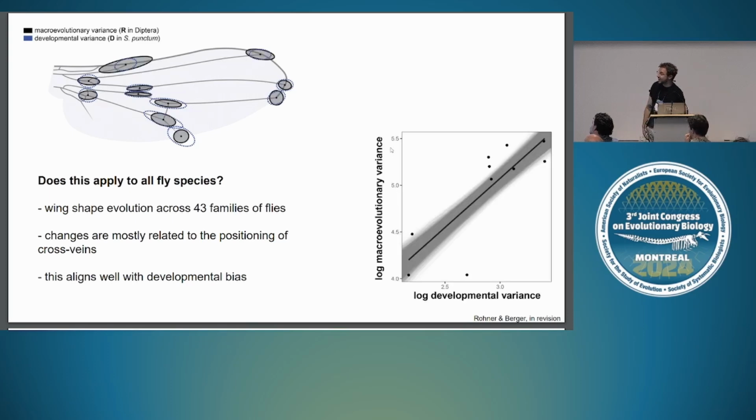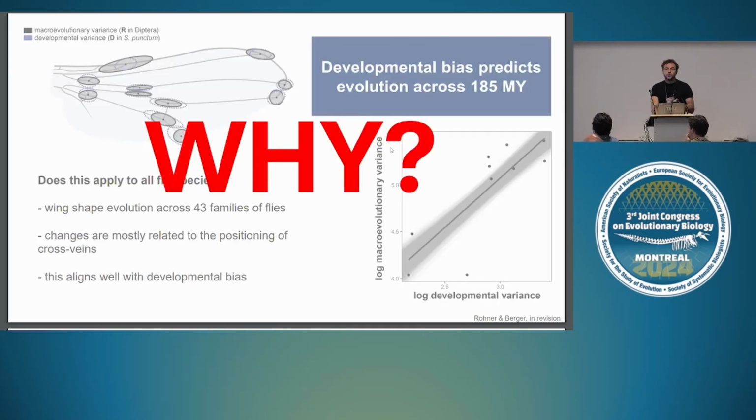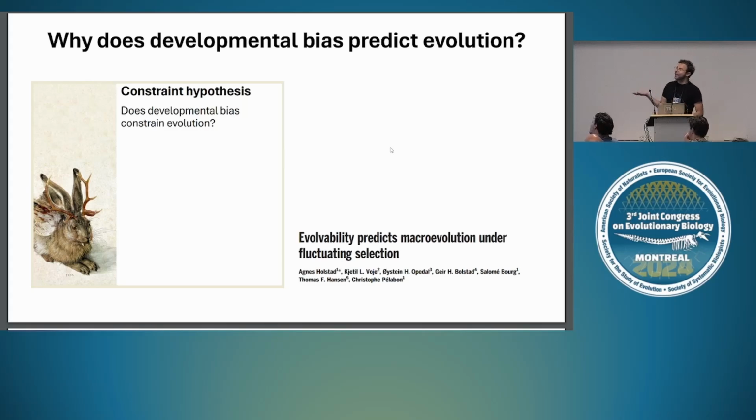Yes, they do. The pattern is a little messier, which is expected, but we can predict the major directions of evolution just based on looking at one single fly species, essentially, which is really confusing. Why would we see an alignment between developmental bias and macroevolution on these kinds of timescales? It's absolutely crazy. There's one hypothesis that might explain this, which I will term the constraint hypothesis, which essentially suggests that developmental bias simply constrains evolution on a very long time scale.